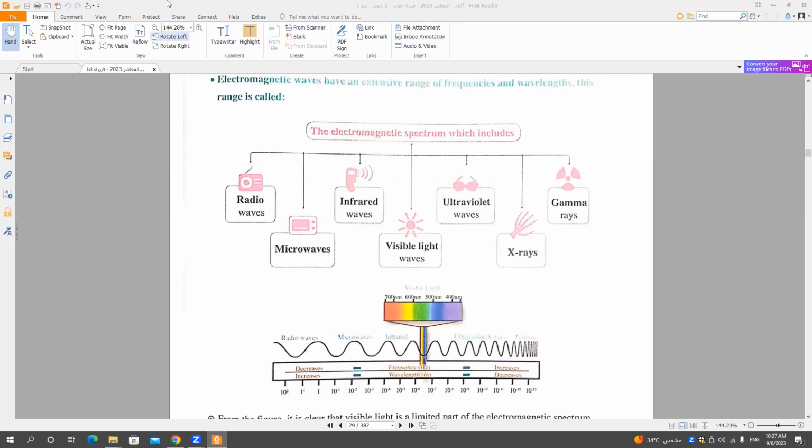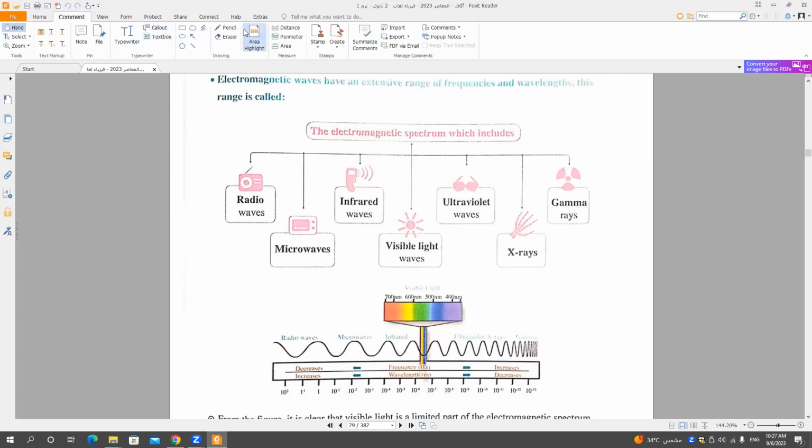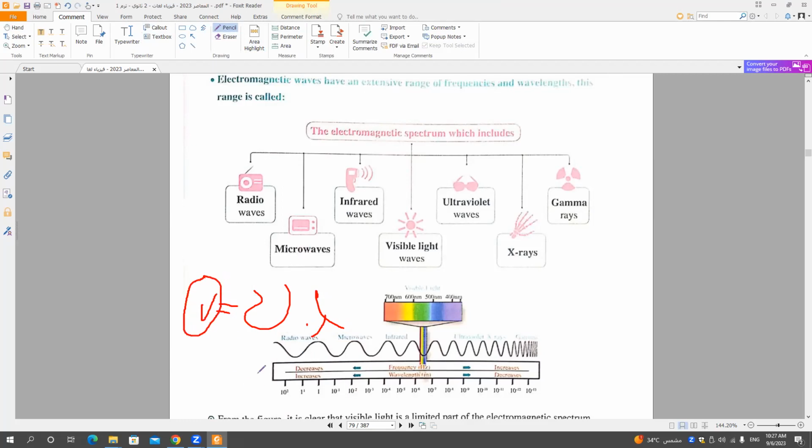As we studied before, the velocity of a wave equals frequency times what, shabab? Frequency times wavelength. So when the speed of light is constant in the same medium, we have an inverse relation between the frequency and what? The wavelength. So the relation between the frequency and the wavelength is an inverse relation at constant medium.